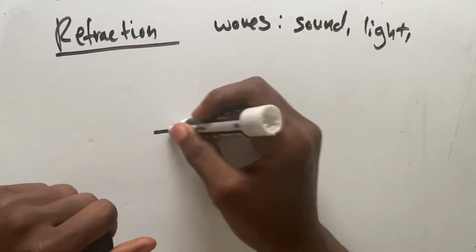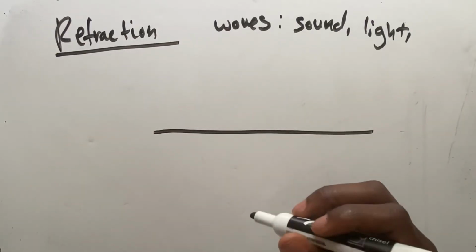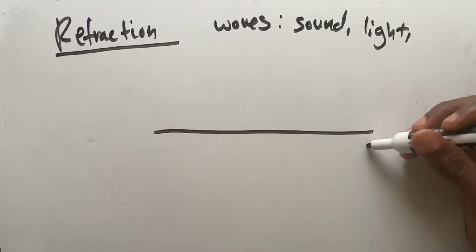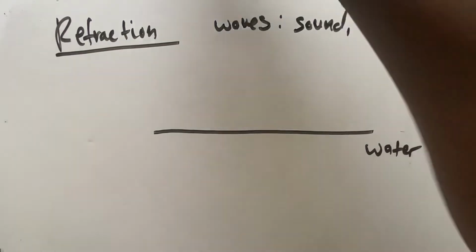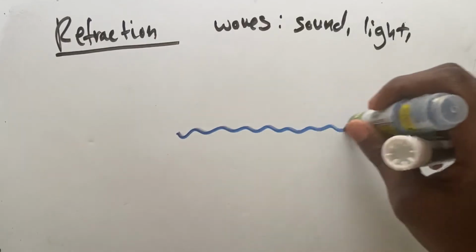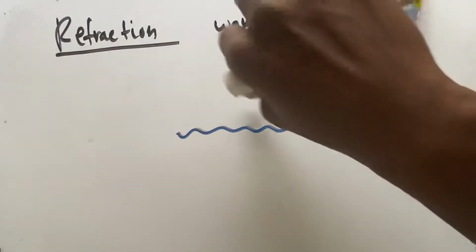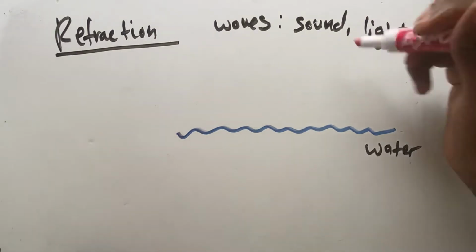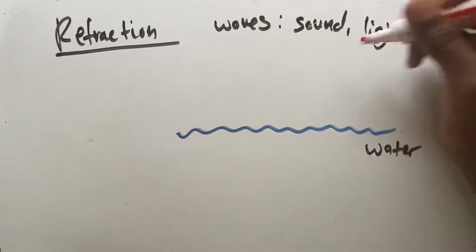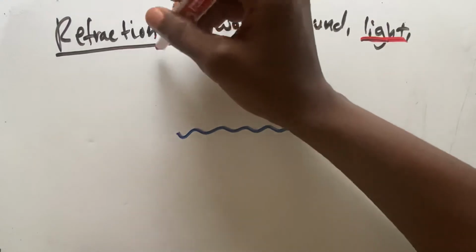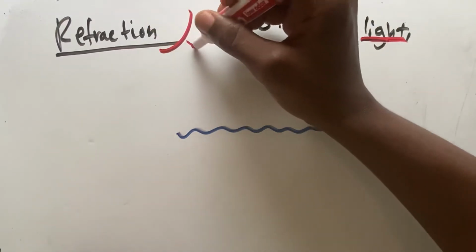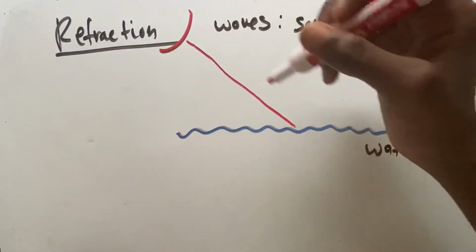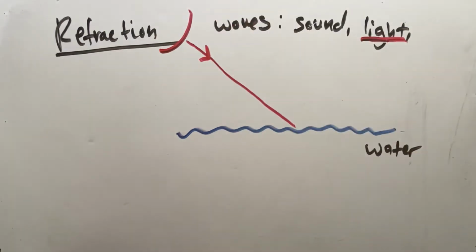So if this is, let's call this water. Boom. So this is water, right? And we have sunlight coming in. Let's say the sun's over here. Sunlight's coming in at some angle like that.